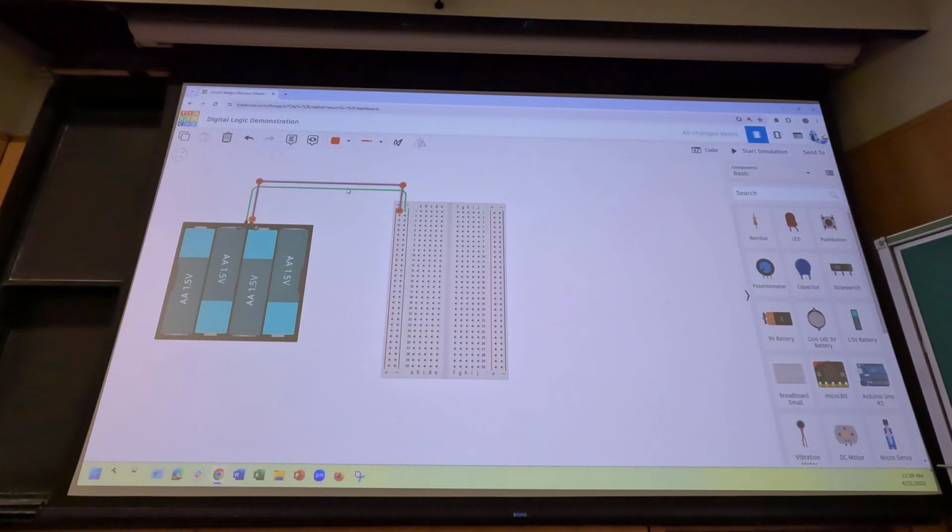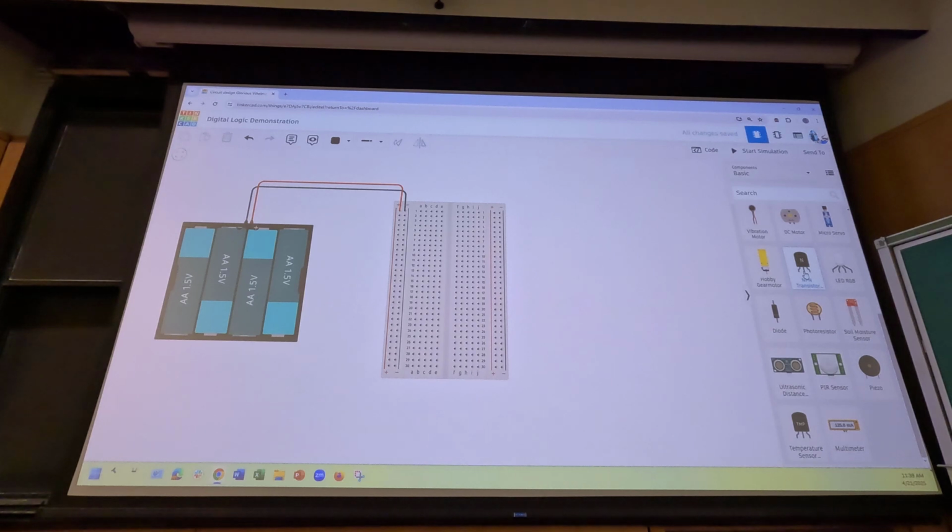Wires nice and color coded. All right. Give everybody a minute to get a circuit open, get that set up. Once you've got that set up, grab a PIR sensor.